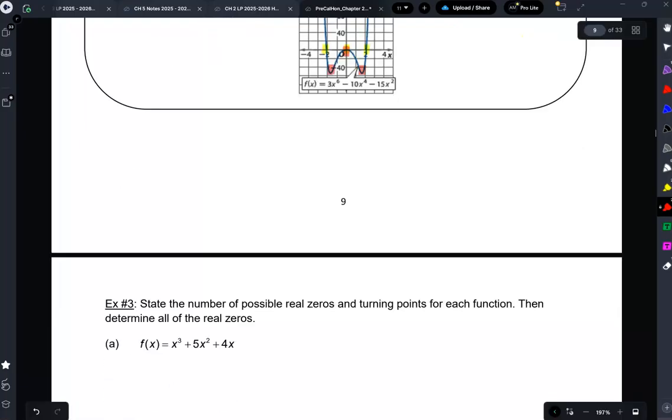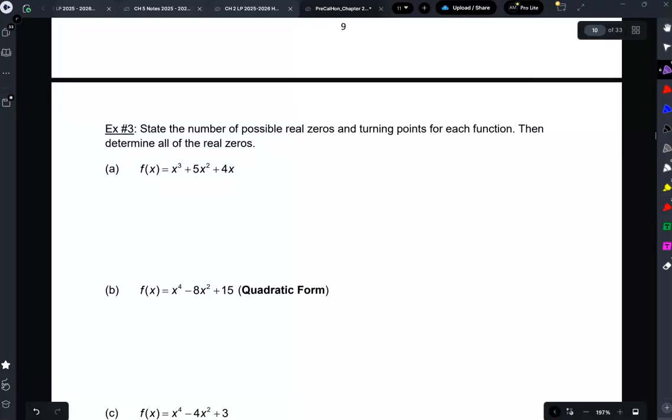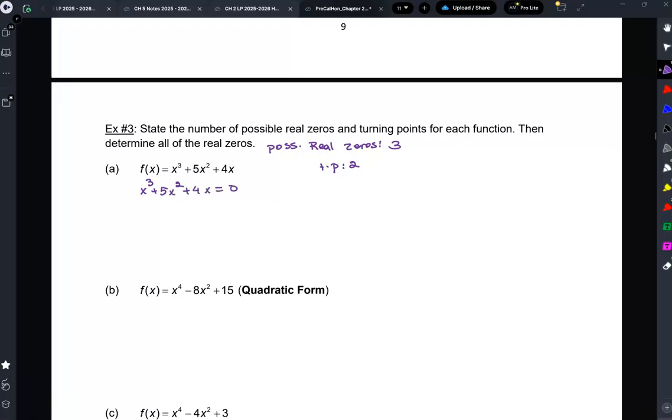Okay. So this one, state the number of possible real zeros and the turning points, then determine all of the real zeros. So how many possible zeros? 3. Right. And how many turning points? 2. That's the maximum, right? Okay. Then it says to determine all of the real zeros. So we're going to set this equal to 0. Factor out an x. X squared plus 5x plus 4 is equal to 0.